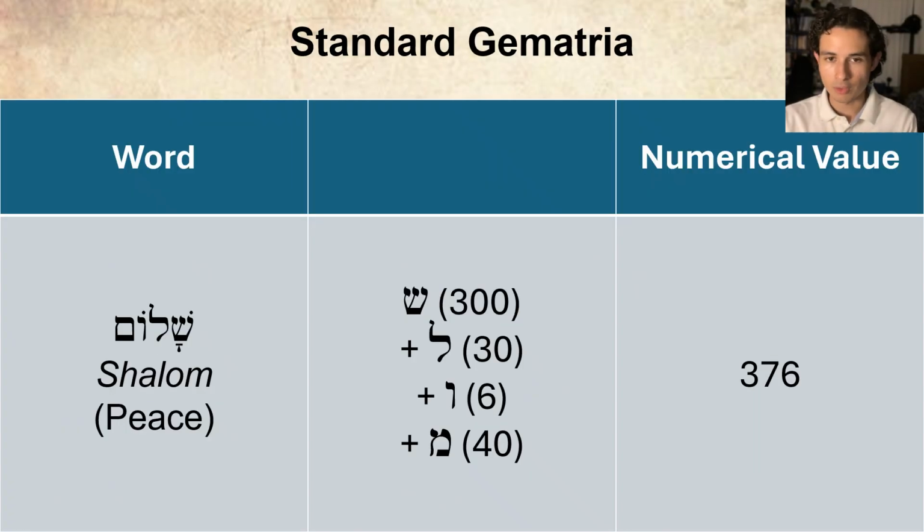So let's start off with the main method we'll call standard gematria. Let's use the word shalom, for example, meaning peace. So the word shalom has 4 Hebrew letters in it. Shin is 300, Lamed is 30, Vav is 6, Mem is 40. So the numerical value of the word shalom is just simply added up, 376.